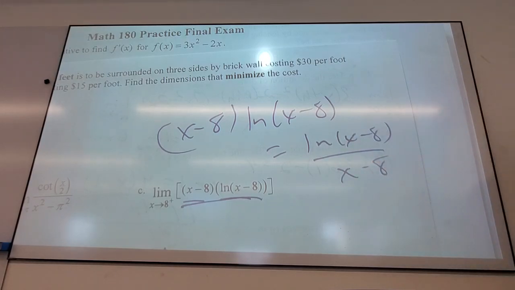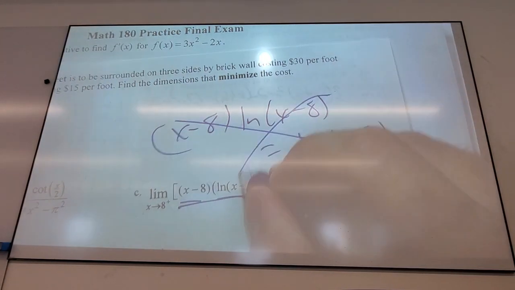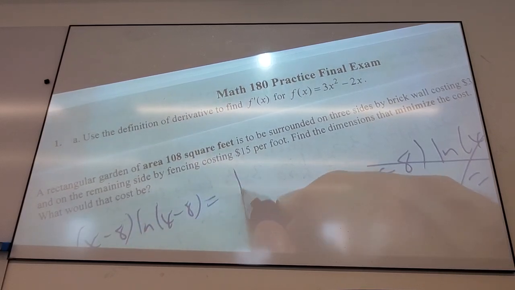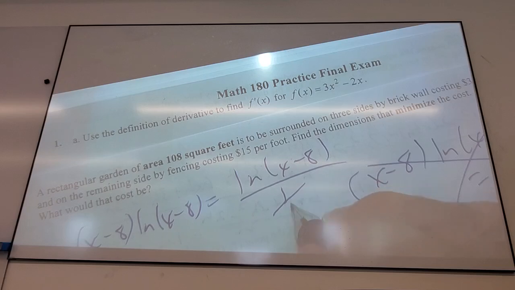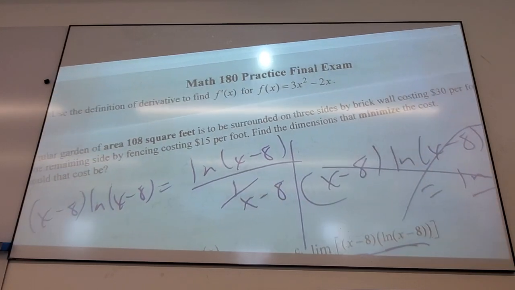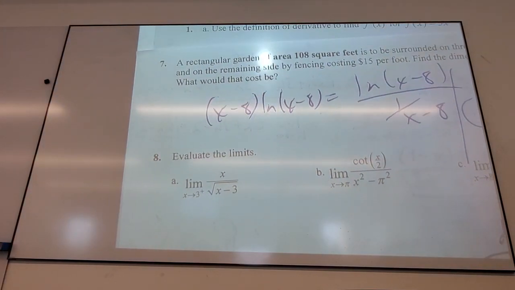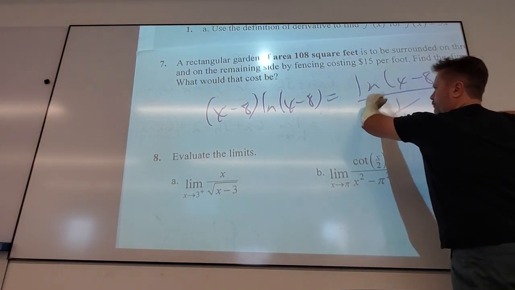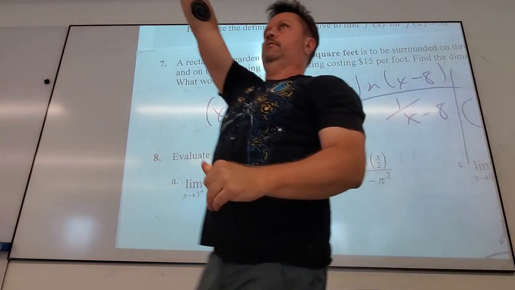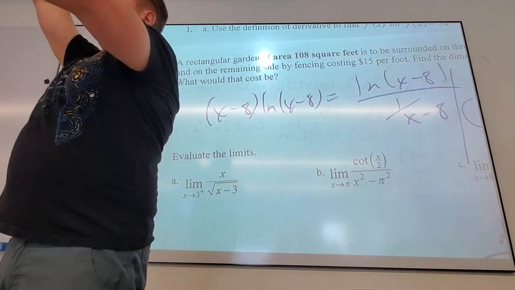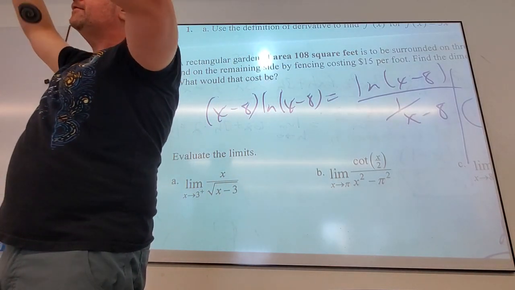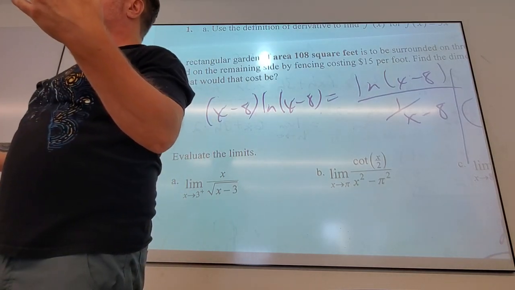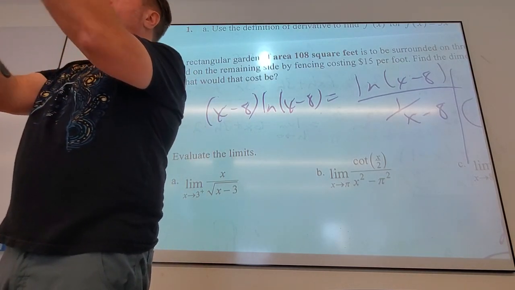So, no. What's the legal way to do it then? 1 divided by 1 over x minus 8. It'd be ln of x minus 8 over the reciprocal, because how do I divide fractions? I multiply by the reciprocal, right? So this divided by this is this times this, which is what it was. Now, that looks so much worse. But why is it actually so much better? Because now we can apply L'Hopital's rule.